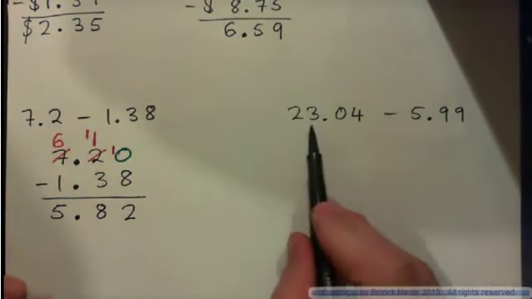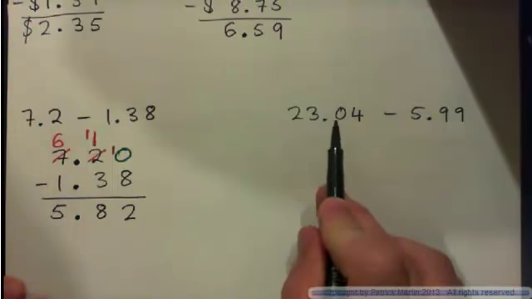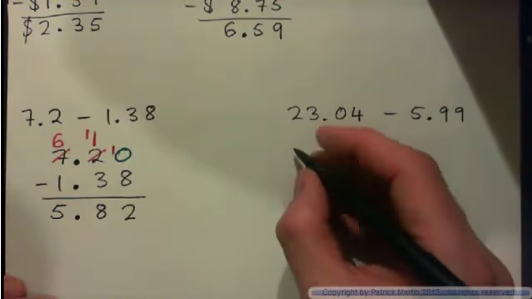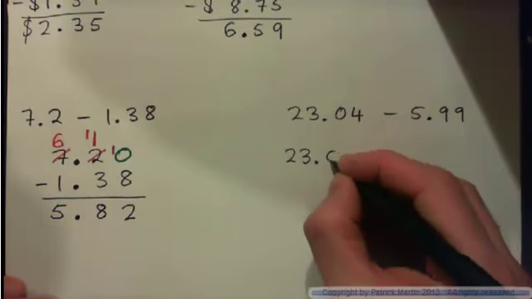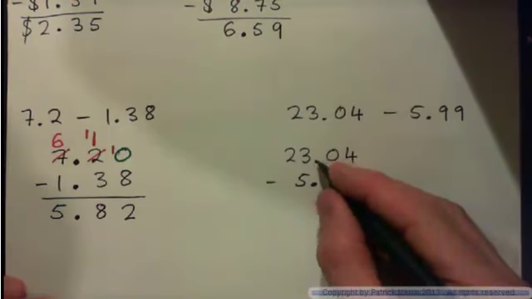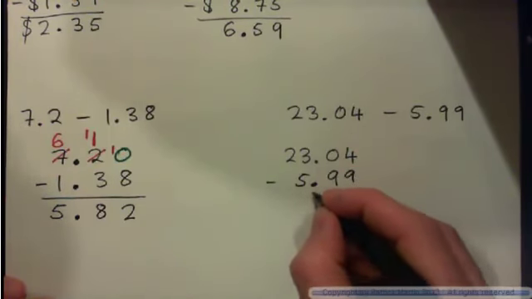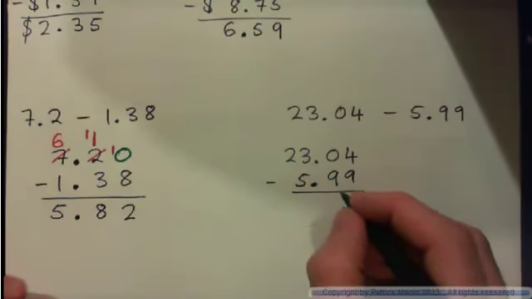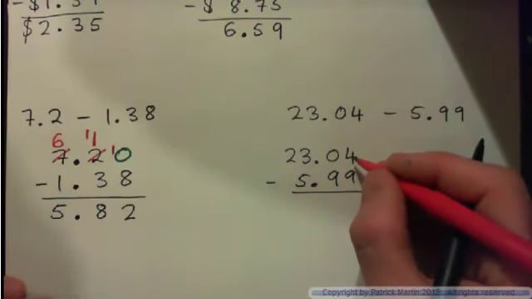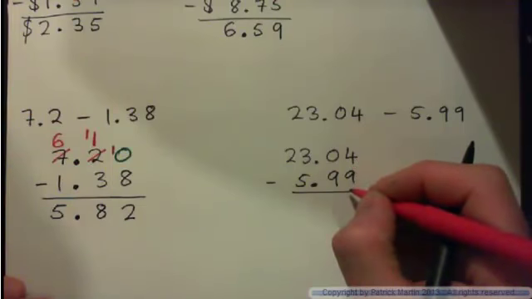Okay, so by all means press pause and try this guy. 23.04 minus 5.99. Okay, now we'll try it. 23.04 minus 5.99. Decimal points underneath each other, right? Like that. Right? So we'll try 4 subtract 9. It's not going to work, is it?